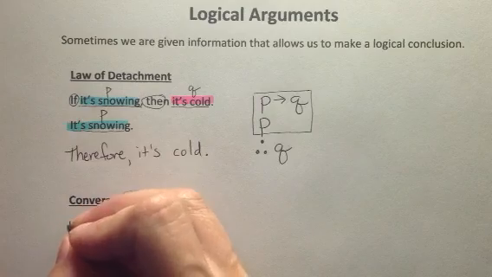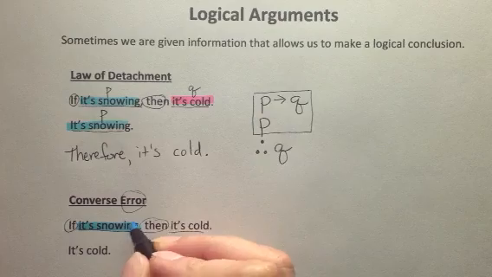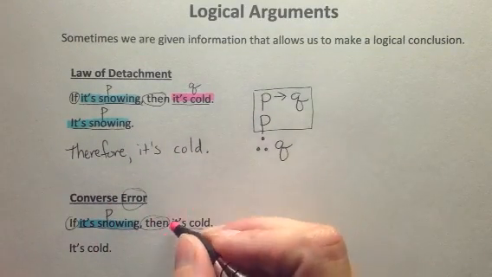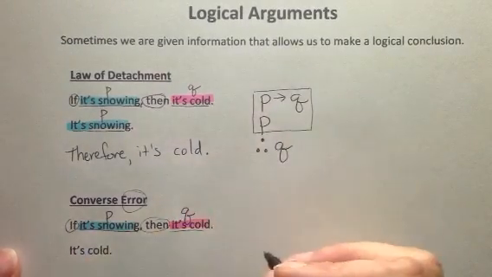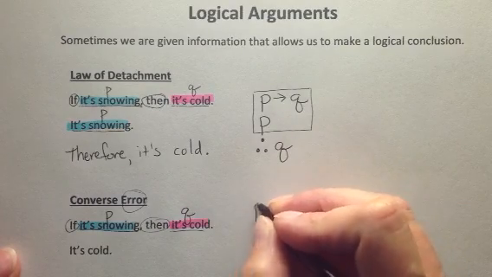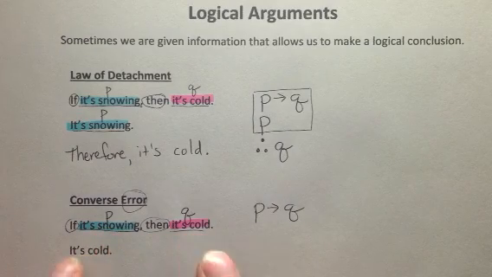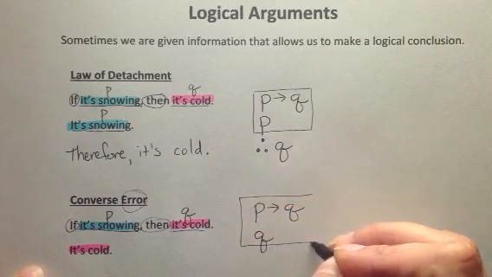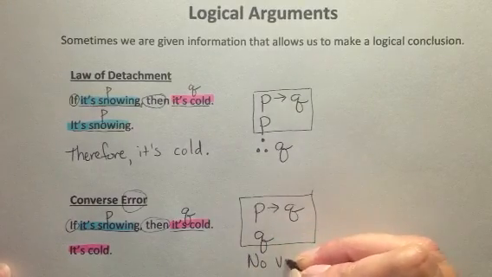So let's use our colors again. If it's snowing, then it's cold. If I make that original statement, it's snowing P, or blue, and the conclusion, the pink part, it's cold. So my first sentence given here was, if P, then Q. Now the second sentence given is not P, it's actually Q. So, Q.